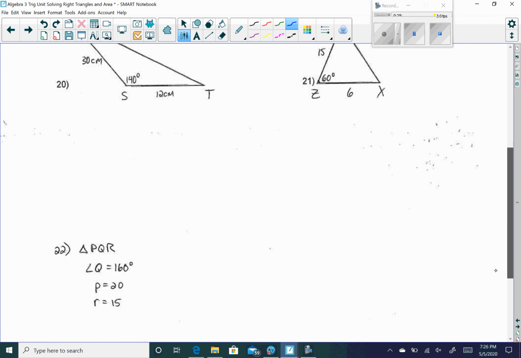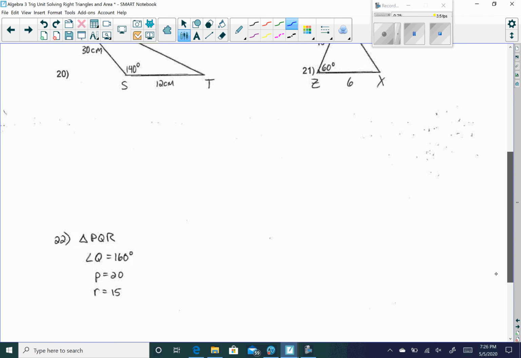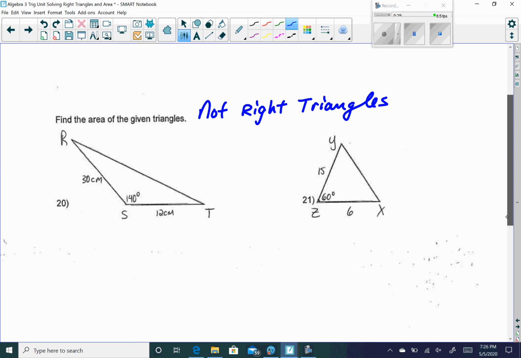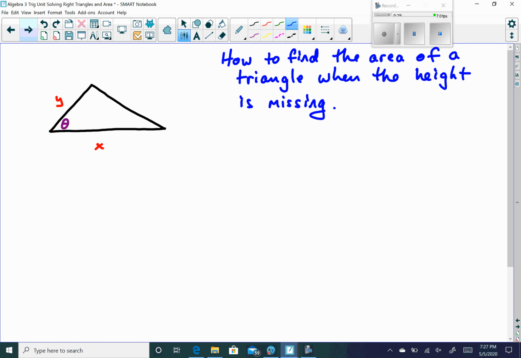We have a base, but in 22 we don't even have a picture. We're going to have to draw one. So let's go ahead and try this though. So I'm just drawing a random triangle right here. The height is missing. So how to find the area of a triangle when the height's missing? The formula for area of a triangle is 1/2, I'm just going to write this out in words, times your base times your height. And the base and height are always perpendicular.